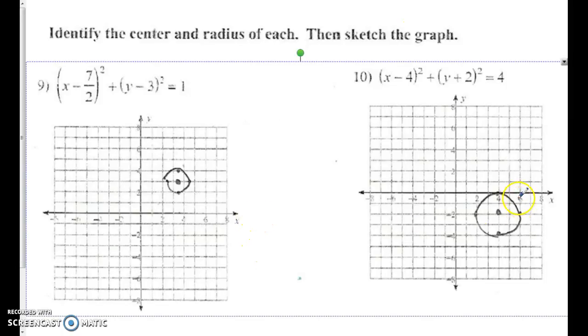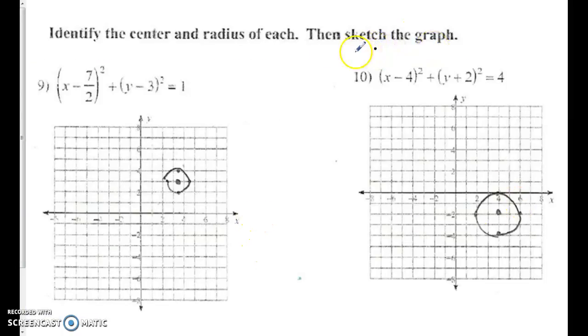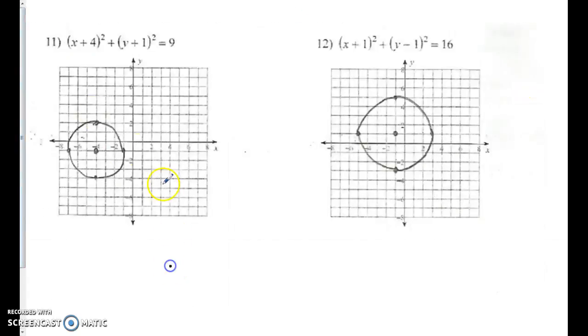For number 9 and 10, this is what I got my circles to look like. I found the center to be at 7 halves, or 3.5, and 3. The radius was 1. In this case, I got a center at 4, -2, with a radius of 2. Number 11, I got my center to be at -4, -1, with a radius of 3. That gave me that circle. Number 12, the center was at -1, +1, with a radius of 4.